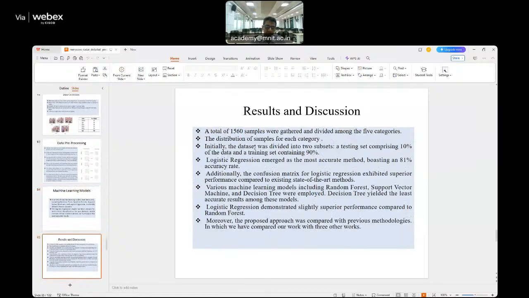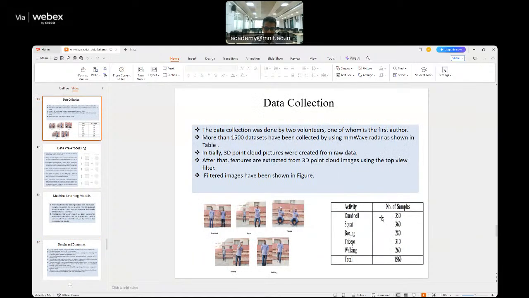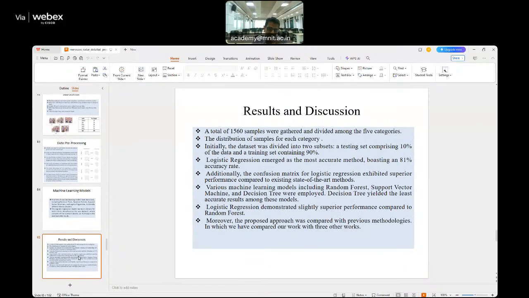So as we discussed, 15, 16 samples were gathered and divided among the 5 categories. Can you guess, do we need to take exactly what was the ratio? The ratio was basically the same one, around 300 as we have taken it. Why? Because, to have the balance in your data observation.